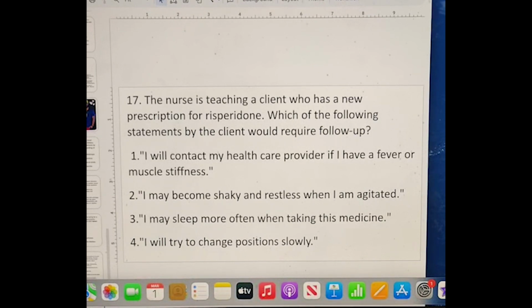So is it number 1, I will contact my healthcare provider if I have a fever or muscle stiffness? I may become shaky and restless when I am agitated? I may sleep more often when taking this medication? Or I will try to change positions slowly? What are we thinking?